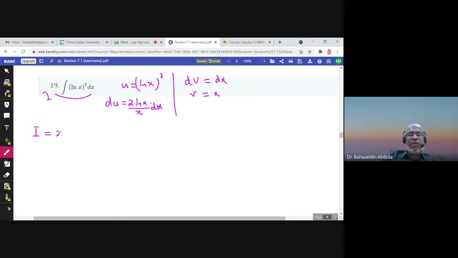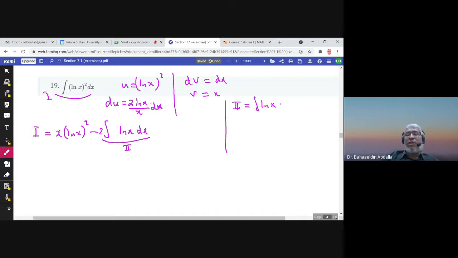I would be equal to uv, so it's x times ln x to the power 2 minus the integral of v du. Well, when I multiply v by du, x cancels with x. So I have 2 ln x dx. And of course, this 2, I can take it out. So now the original integral was ln x to the power 2, and the new integral is ln x, which is easier to evaluate. This integral, I'll call it double I, and I can find it here.